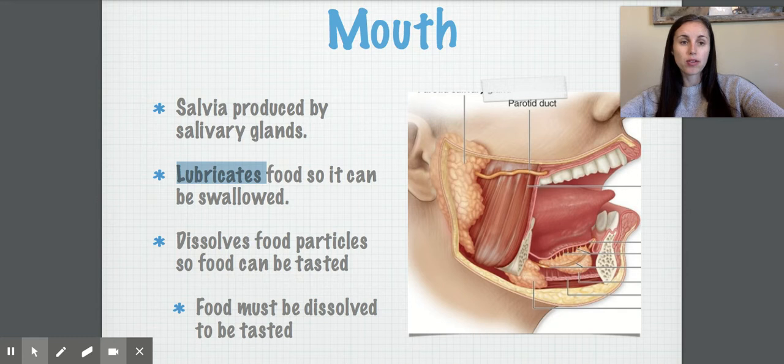Saliva is also important for taste. Taste is actually a chemical reaction that can only happen if the food is dissolved. So saliva allows food particles to dissolve. If you didn't have saliva in your mouth, you actually wouldn't taste anything.